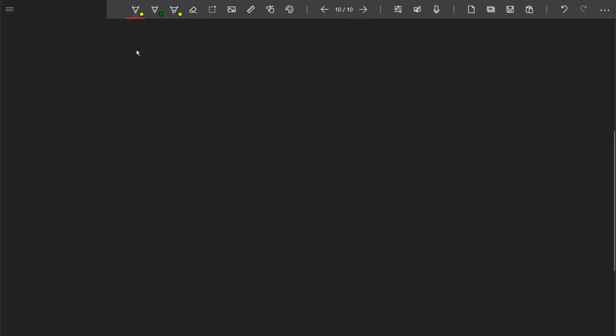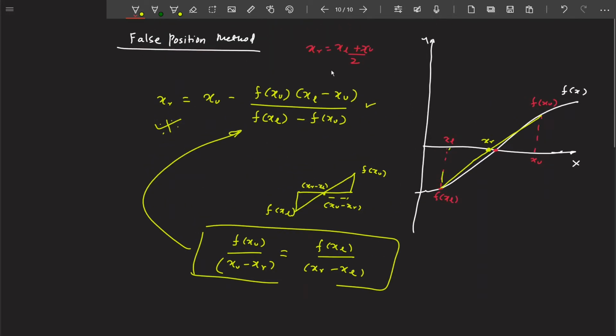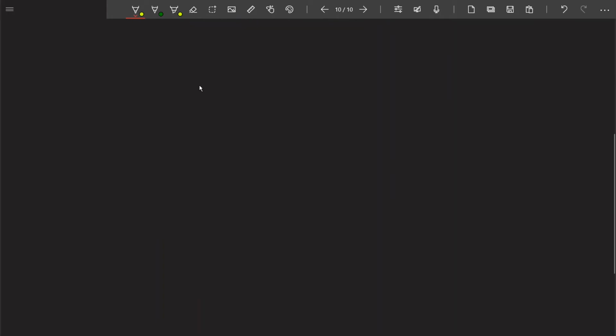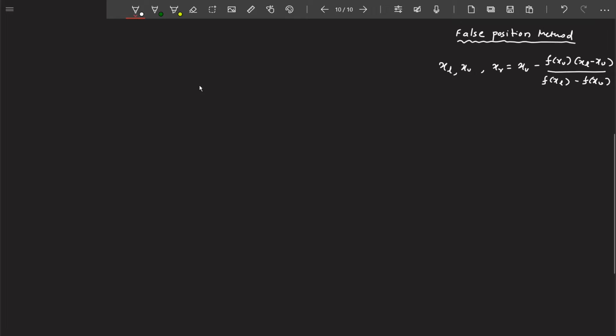Now let us solve the same problem using the false position method. The only difference between the bisection method and the false position method is the way of finding the value of xr. Everything else remains the same. I'll just write down the algorithm. This is going to be xl, this is going to be xu, the value of xr is going to be this, and the decision remains the same.